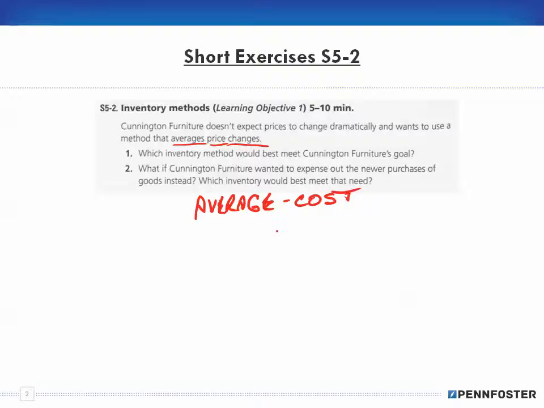the method that they would want to use. Well, let me read the second question and then give you my thoughts on this real quick. What if Cunnington Furniture wanted to expense out the newer purchases of goods instead? Which inventory method would best meet that need? Okay, so if they want to expense out the newer purchases, then of course that would be LIFO. The last ones in would be the first ones out. So if they want to expense out the newer purchases, well, the newer ones are the last ones that went in, and that's why you would choose the LIFO method.